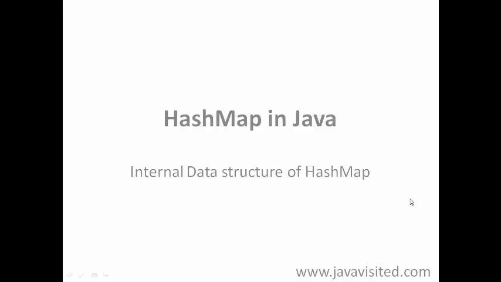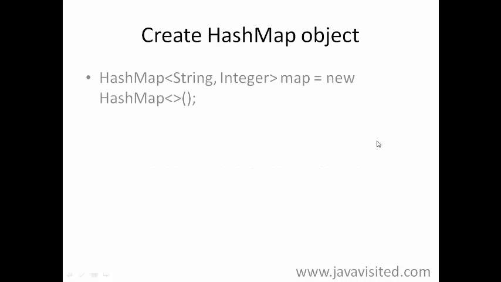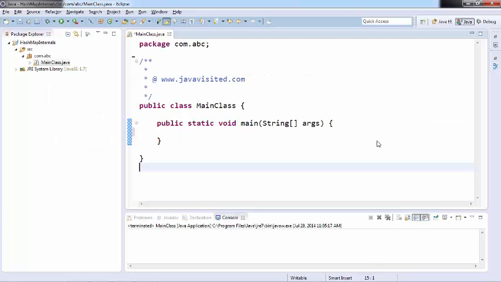Hi, in this video we will try to understand the internal data structure of HashMap. So let's go ahead. To understand the internal data structure, we will create the object of HashMap using the Eclipse IDE. I'm using the Eclipse IDE, and inside the main function I'll create the HashMap object.